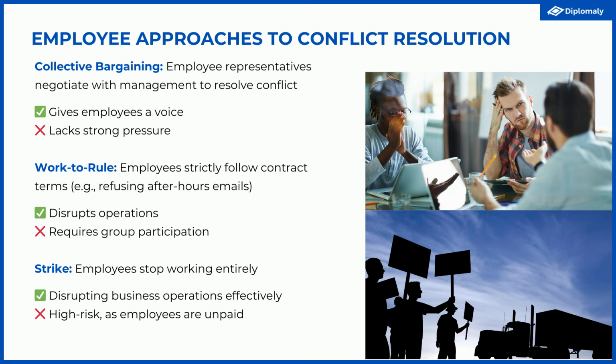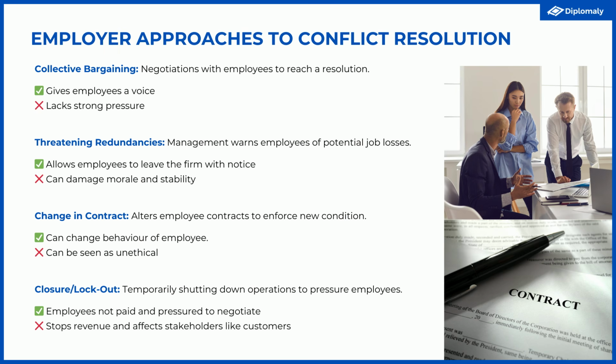However, employees are also not paid during this process, making it high risk, high reward. On the flip side, employers have 4 approaches. The first is collective bargaining, which is the same process as I outlined earlier. The second is to threaten redundancies, which are used to threaten employees into cooperating with management.